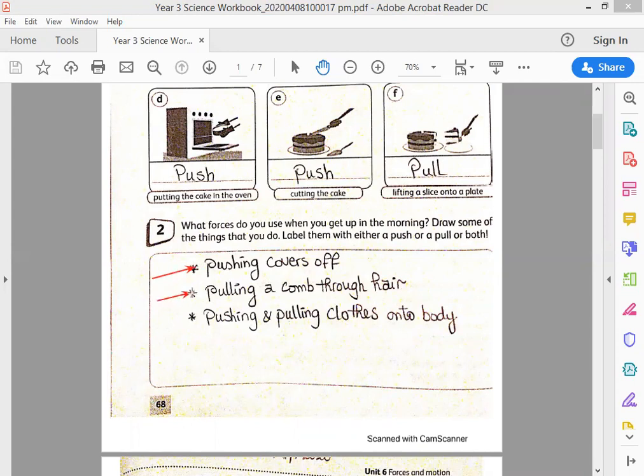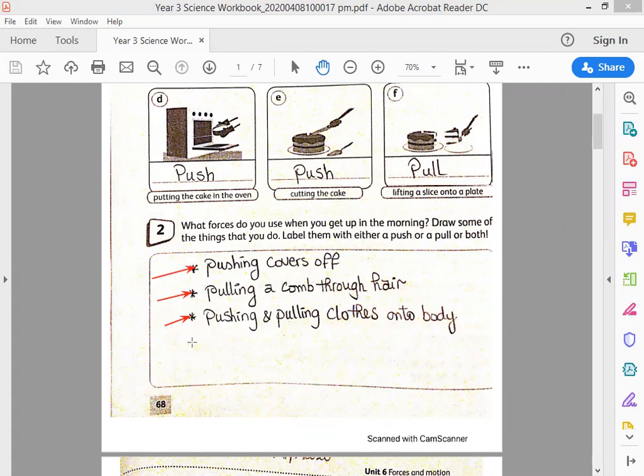Second thing, I think that you're going to pull a comb through your hair to brush your hair. And then you're going to change your pajamas and put on your clothes. So you're going to push and pull clothes on your body. To put on, you are going to pull, and to take off, you are going to push the clothes.